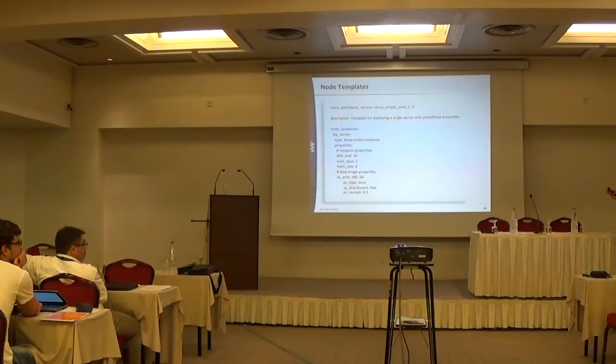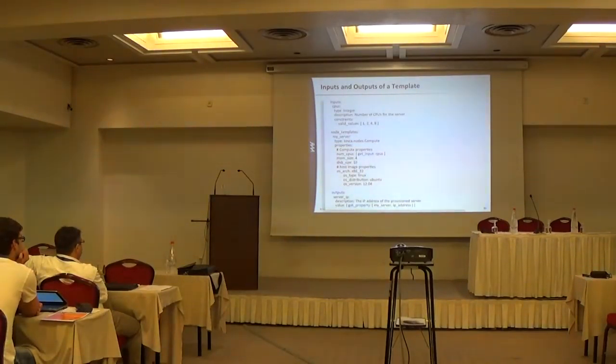But it's okay, right? Here you have inputs. This is what we added. Each template has input data. So as input, you specify that you require a certain number of CPUs, this is an integer, and you can even specify constraints. You can specify that you need 1, 2, 4, or 8 CPUs. Here comes the node template, my server, it's a compute node, and it has number of CPUs.